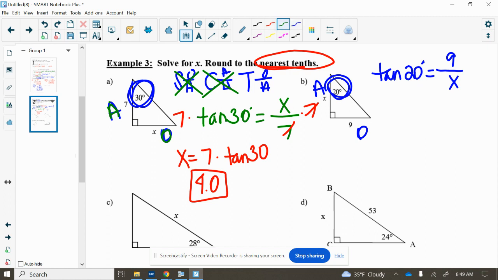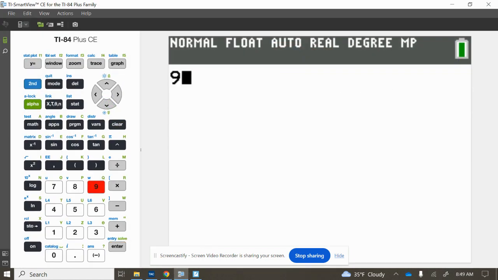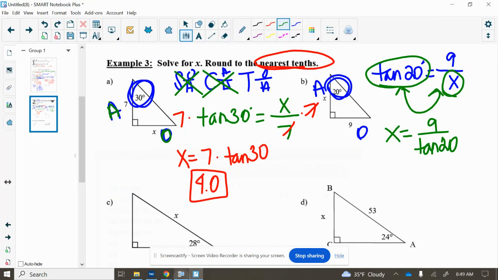This time, my x is in the denominator. So it will need to switch with tangent of 20 so we can find out what that x value is. So 9 divided by the tangent of 20 is about 24.7 as our missing side length.